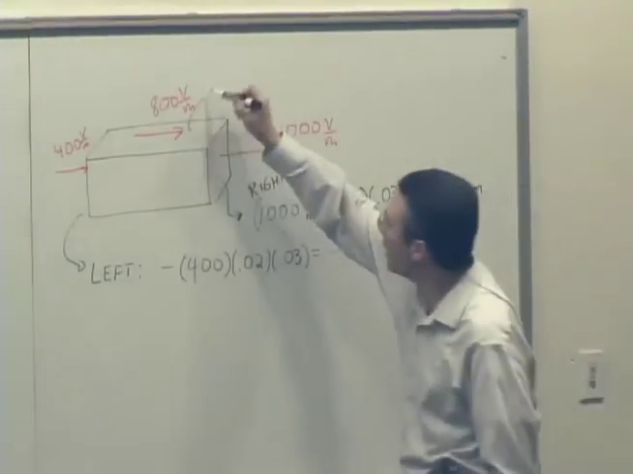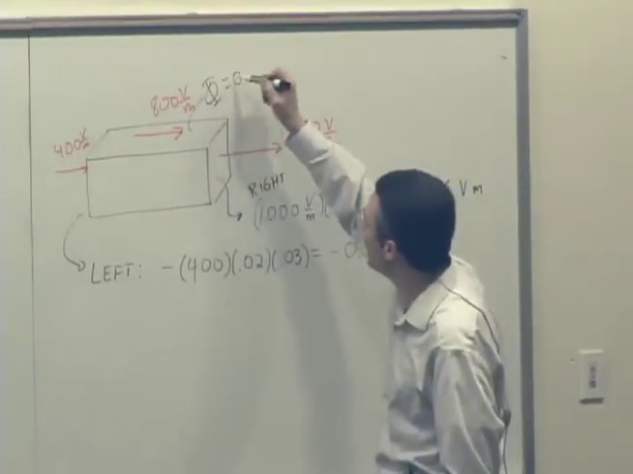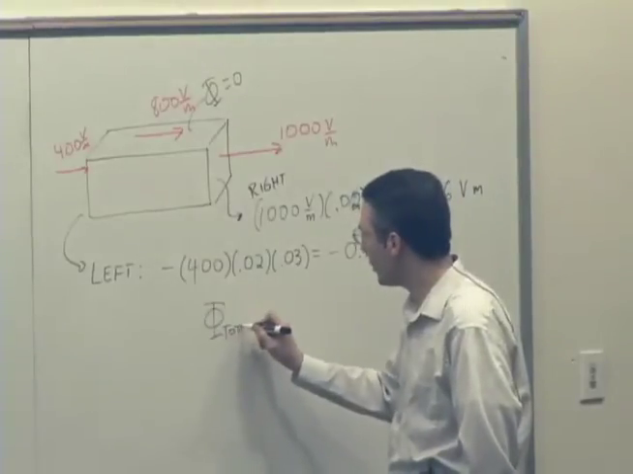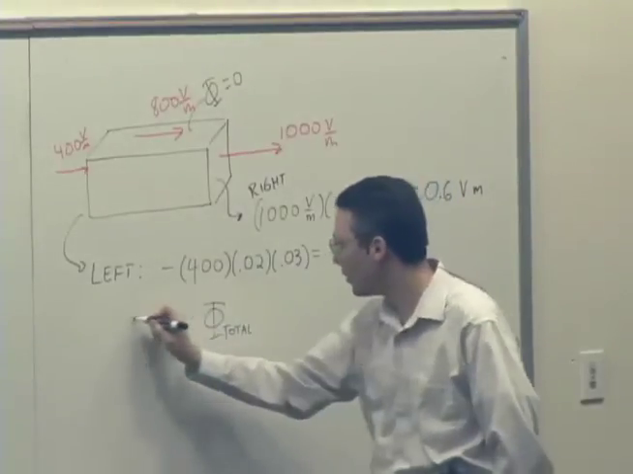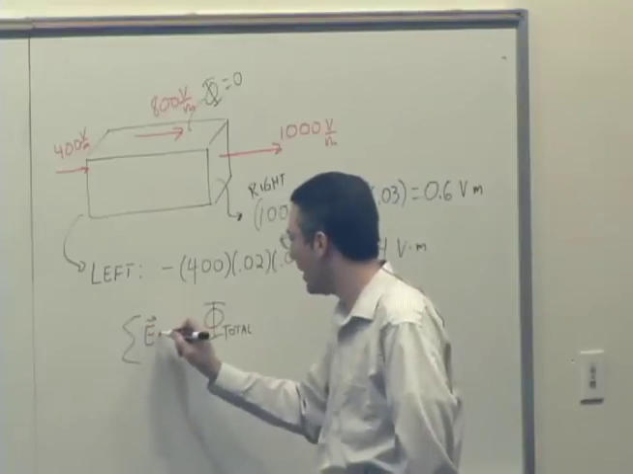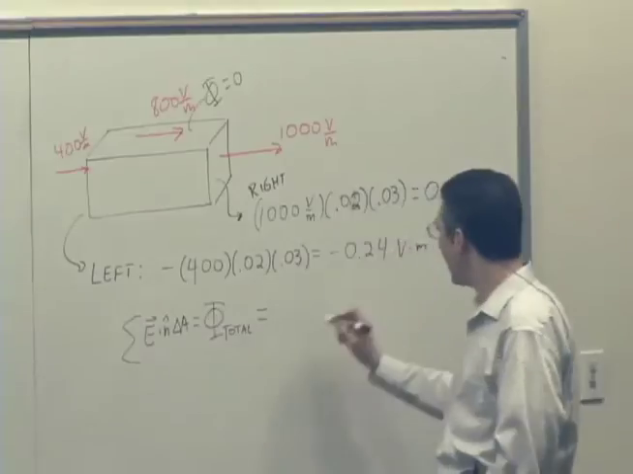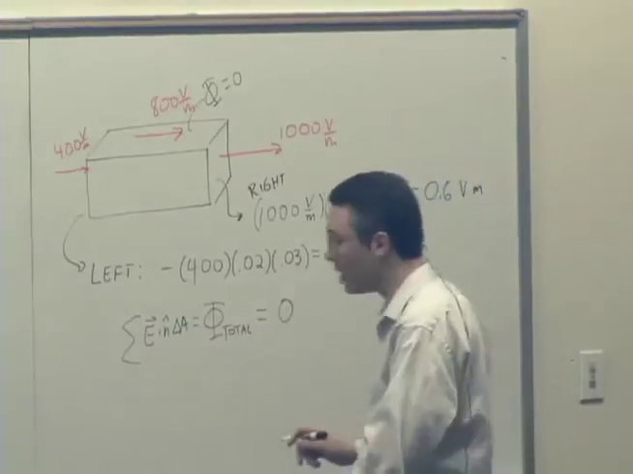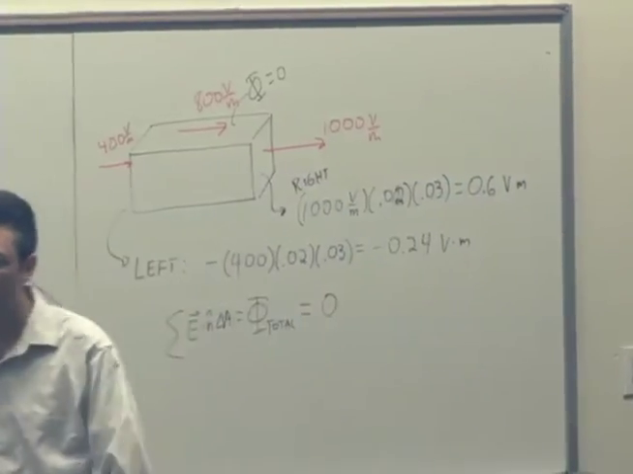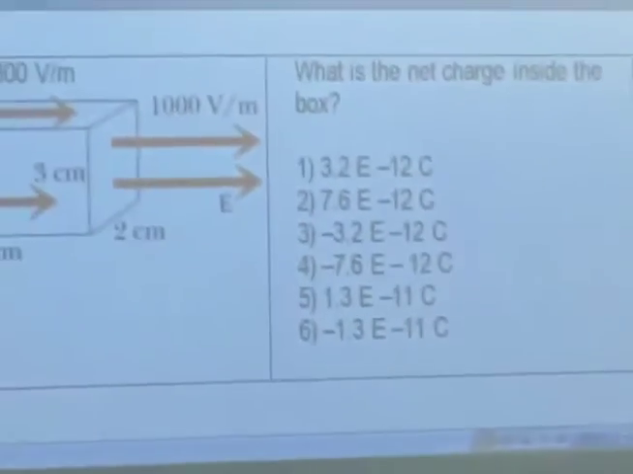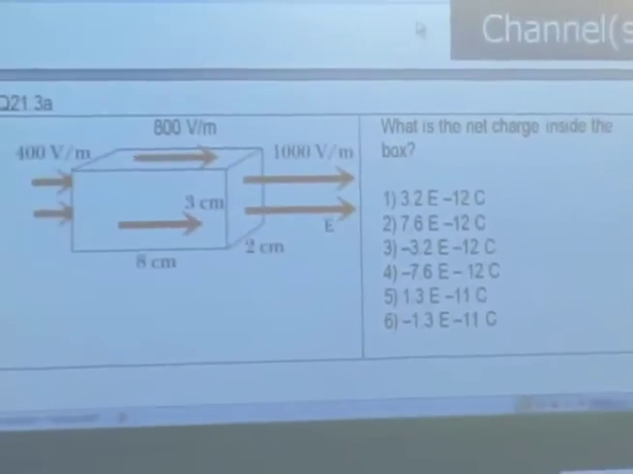Okay, so phi equals 0 here. And so you add those up, and so the total electric flux over the closed surface, so essentially the sum of all these E dot n hat delta A's, gives you 0.6 minus 0.24, which was 0.36. So the next question then is, what's the net charge inside the box? Okay, so you now know the flux. Gauss's law should be able to give the charge.